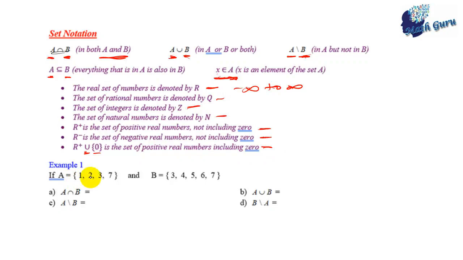Okay, A is the set 1, 2, 3 and 7. B is the set 3, 4, 5, 6, 7. If I want to find A intersects B, I want to create the set that includes elements in both A and B. So if we have a look here, A has a 1, B doesn't. A has a 2, B doesn't. A has a 3 and B does, so we say 3 because it's in both of them, it intersects. And 7 is in both of them. So A intersects B is the set 3 and 7.